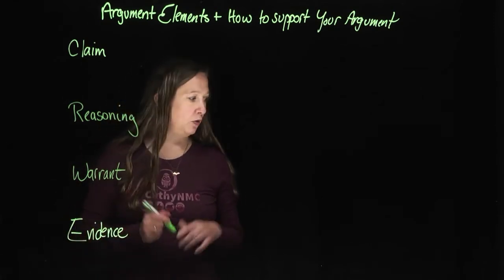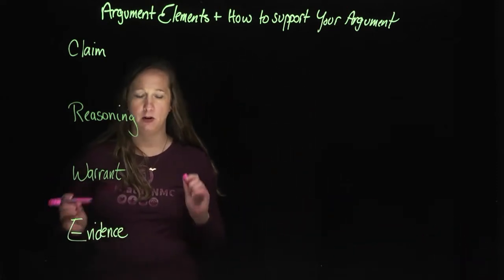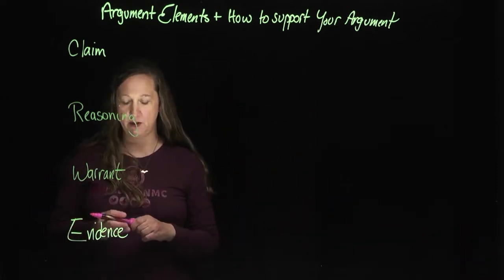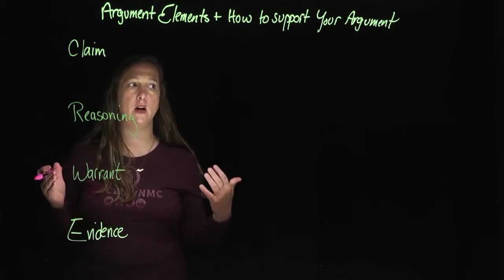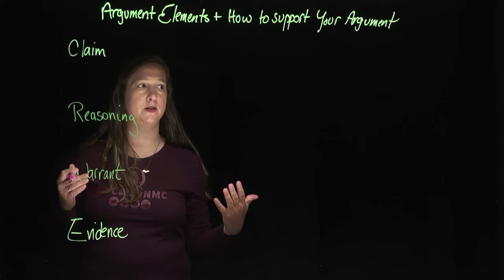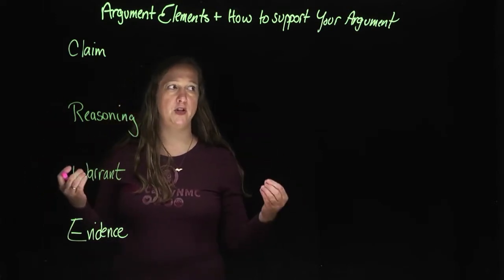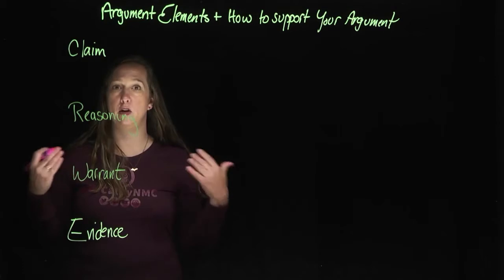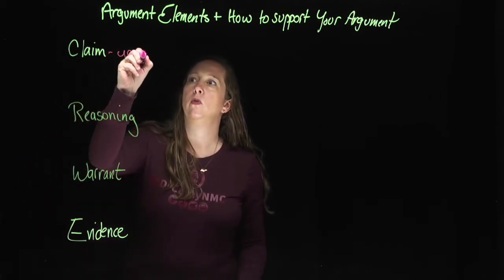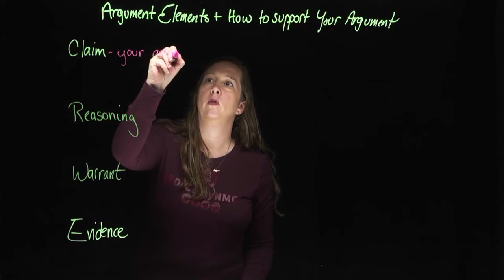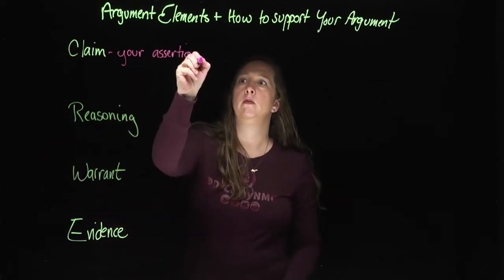At first, I know these terms can seem a little bit repetitive and confusing or seeming like they have different parts that overlap. So I wanted to walk through these four terms and talk about how they are related and connected to one another. So first off, your claim. Your claim is your assertion that you are going to prove in your argument. You might say assertion, you might say position.